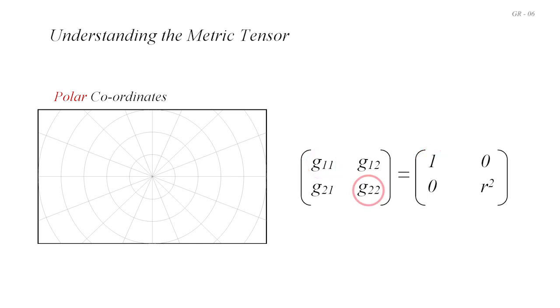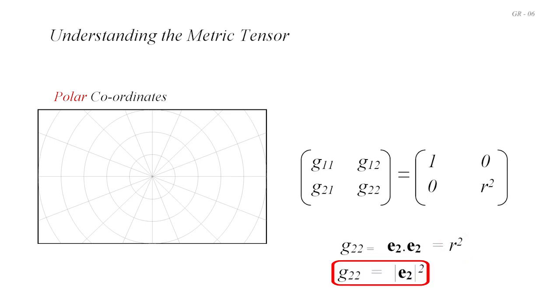Now what about the last entry, G22? This is equal to R squared. In other words, the dot product of E2 with itself is R squared. The interpretation that we're trying to follow is that G22 is only to do with the squaring of the stretch of the x2 basis vector. And if you think about it, that seems to be the case here.